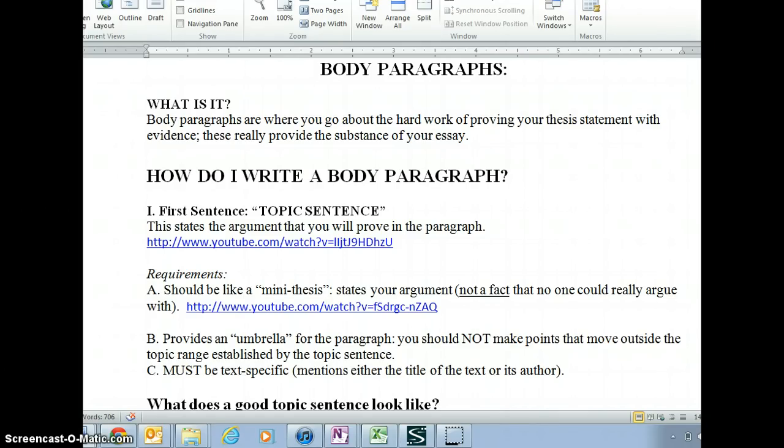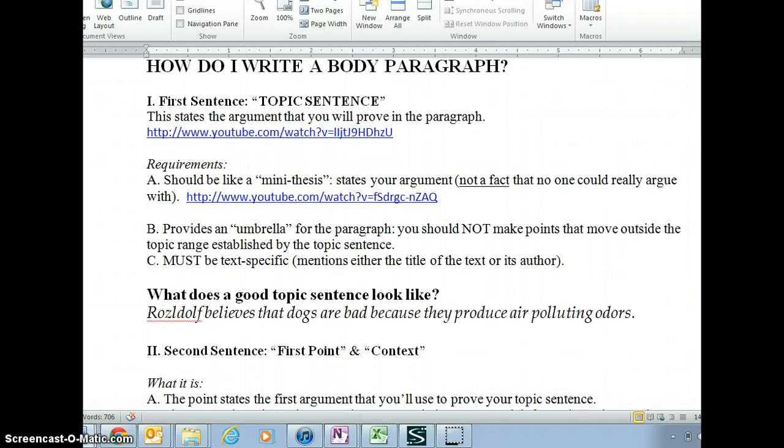So your topic sentence is also forming an umbrella. And whatever you say in your topic sentence, you'll be proving that, and that's what you need to focus on. You shouldn't bring up any new or additional points that move out of that umbrella the topic sentence sets.